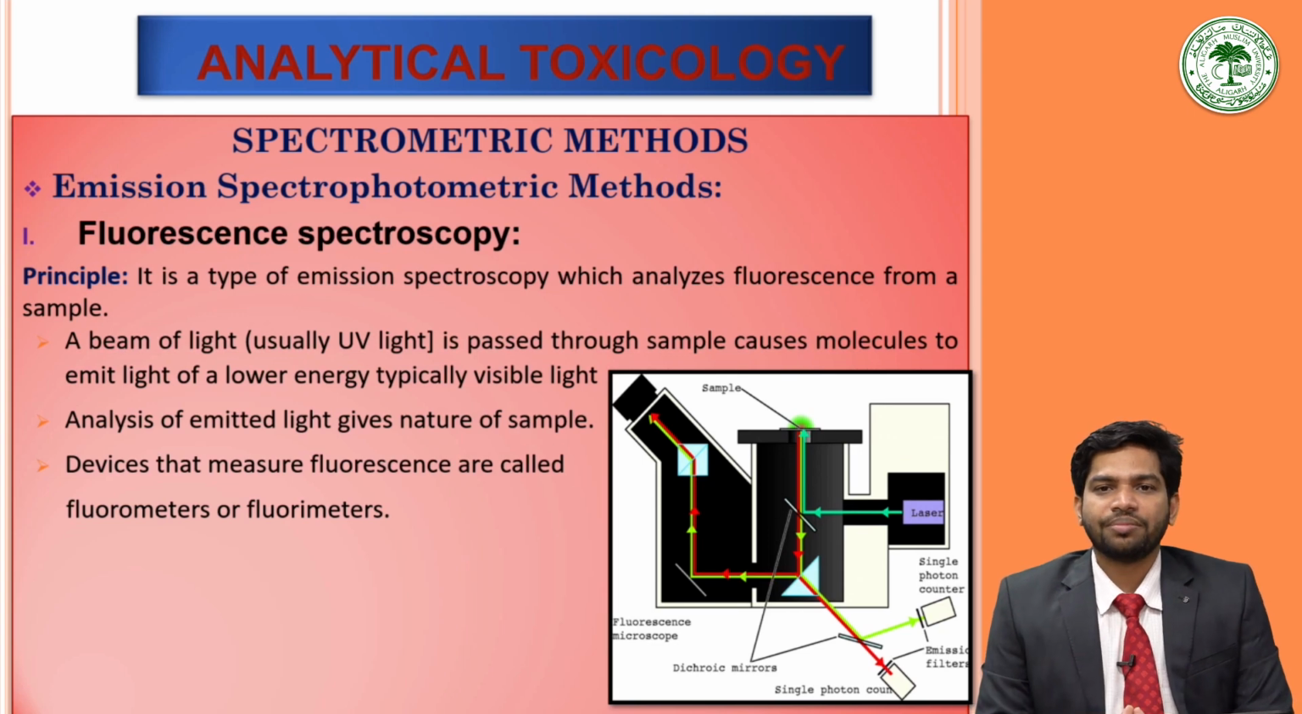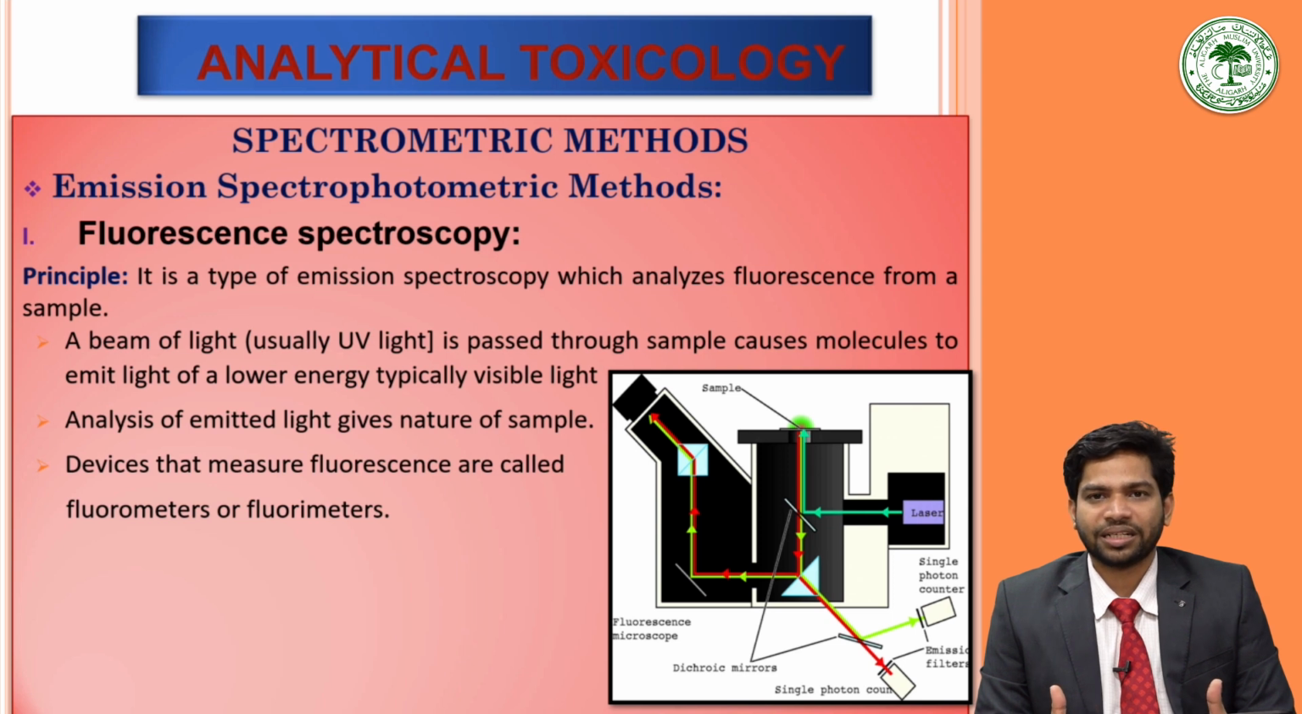Then coming to the emission spectrophotometric methods. As already discussed, here the emitted spectrum is analyzed, and as the emitted spectrum passes through any object or compound, it has lesser strength, so that decrease in the spectrum strength or the other features will help to analyze the emission spectrophotometric methods.